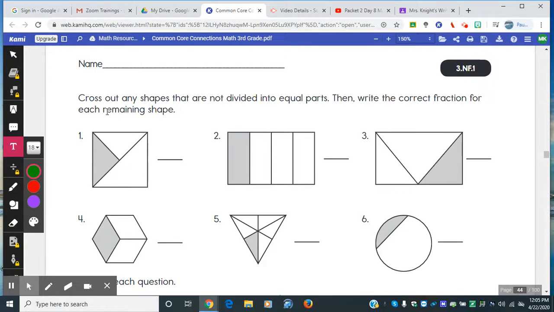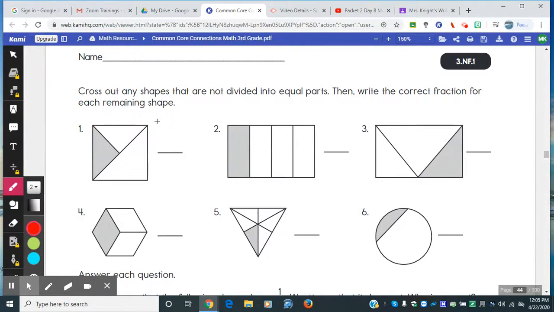So the first thing we need to do is cross out any shapes that are not divided into equal parts, and then we can write the correct fraction for each remaining shape. So I'm going to start by going through and getting rid of the pieces that are not divided equally.